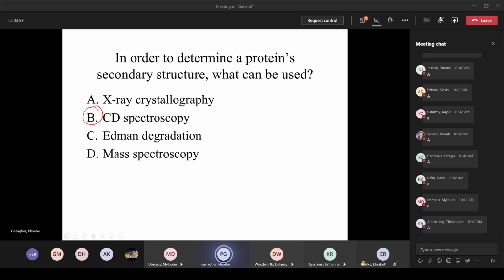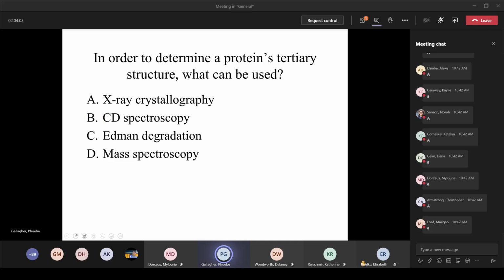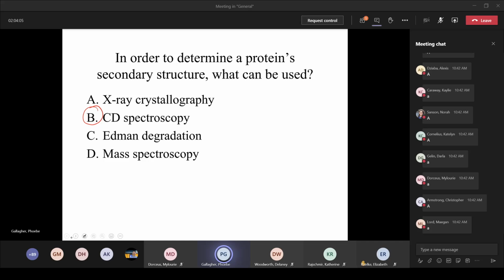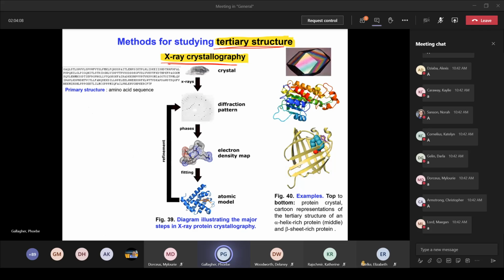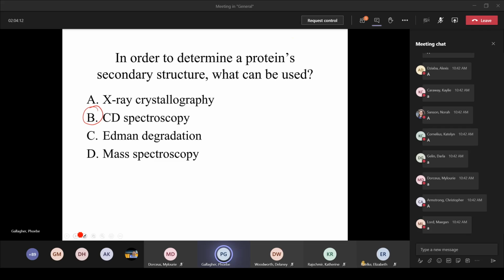Oh my god, did I change the question? Wait, I put tertiary structure here, and I changed it to secondary structure. Hold on, guys. So tertiary structure is X-ray crystallography. Yes, sorry, I changed the question and the answer. So sorry about that, but yes, A is correct. And then secondary structure, it would be CD spec.